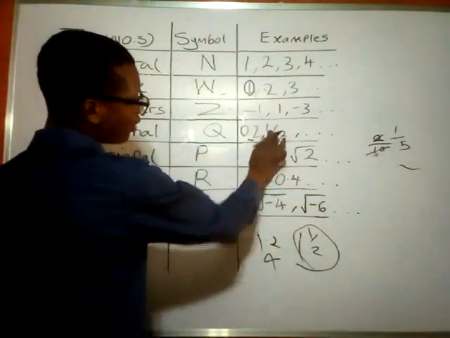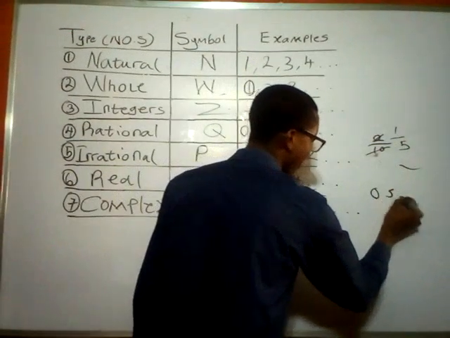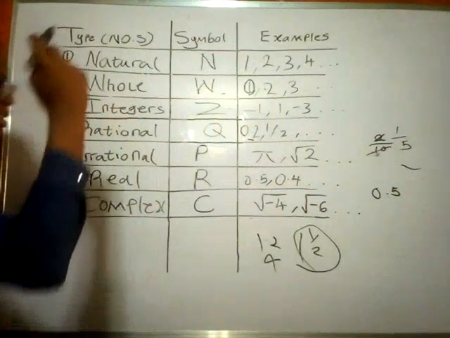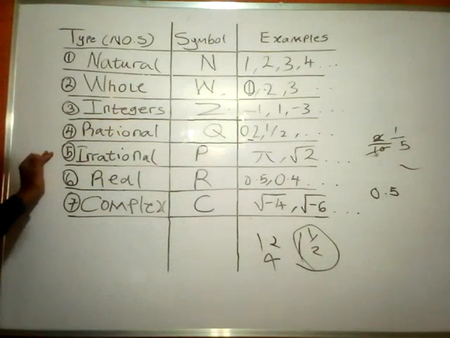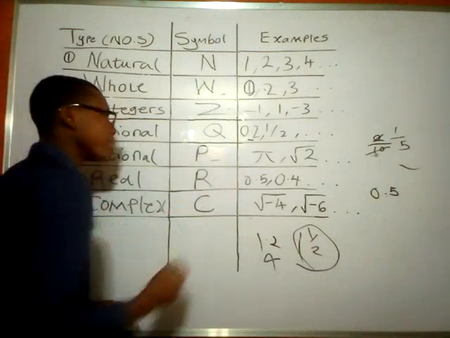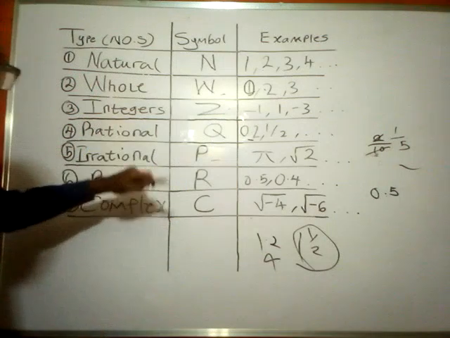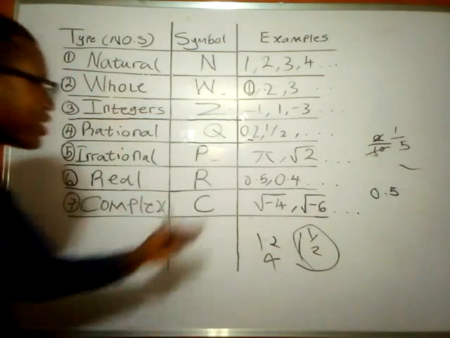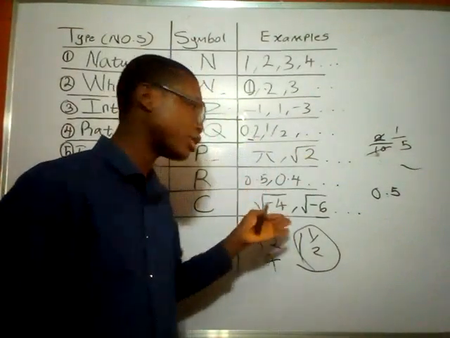And we have here 1 over 2. That is half. 1 over 2 can also be written as 0.5. That means half and half, it's the same thing. Now we have irrational numbers, number 5. Irrational numbers are denoted by the symbol P. Just like the rational numbers, it is the opposite. Irrational numbers are numbers which cannot be written as fractions. For example, pi and √2. They cannot be written as fractions.